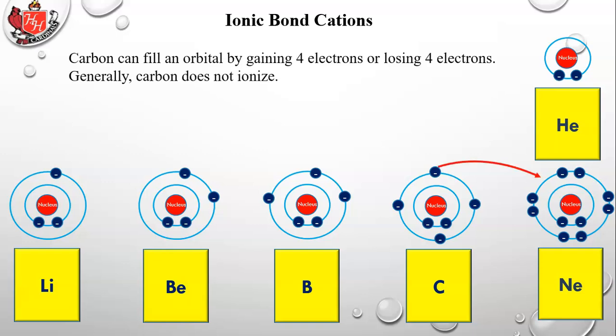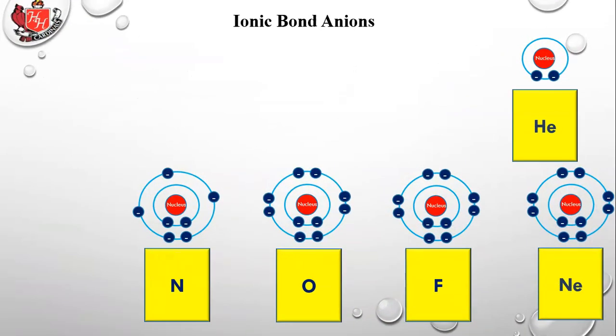Carbon can fill an orbital by gaining 4 electrons or losing 4 electrons. Generally, though, carbon does not ionize. Now we're going over to the right side, more to the right side of the second row.